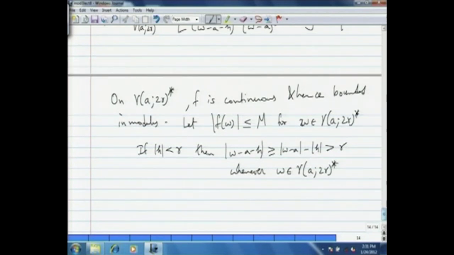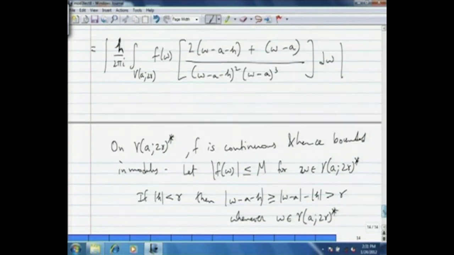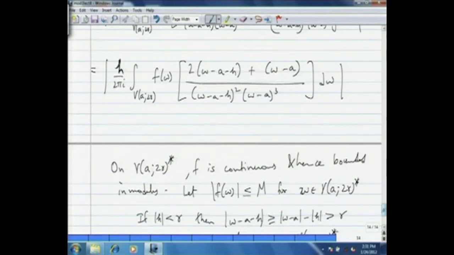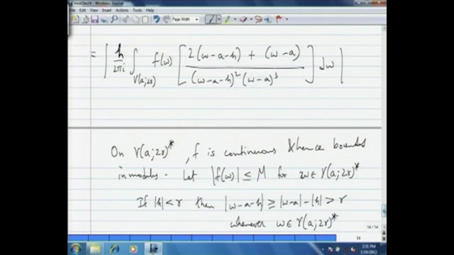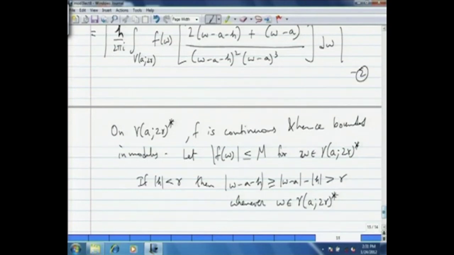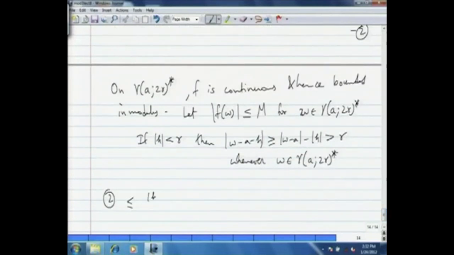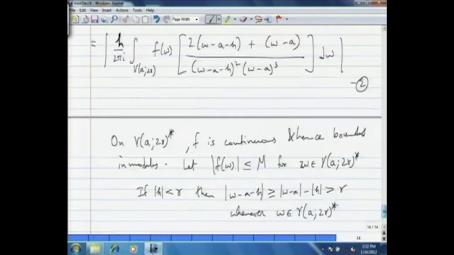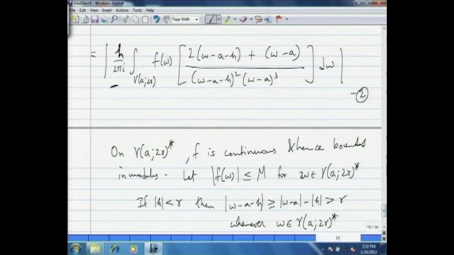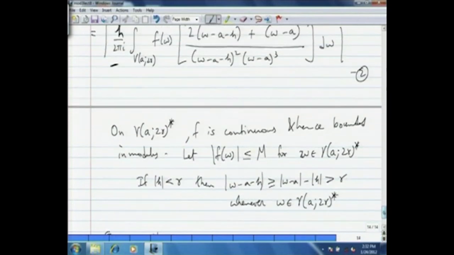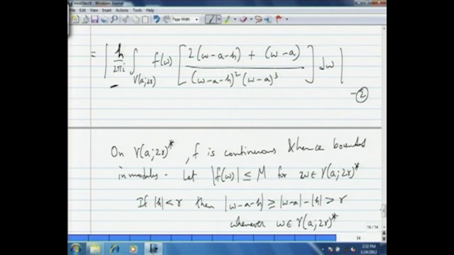And then what we can do is, we can use all this to estimate what is within this modulus. So, let me call this expression 2. Okay. So, expression 2, that is the expression within the modulus, is less than or equal to modulus of h divided by 2 pi. That is what is in the front. And then the modulus of f of w is less than or equal to m. So, I have an m here. And then the modulus of 2 times w minus a minus h plus w minus a.